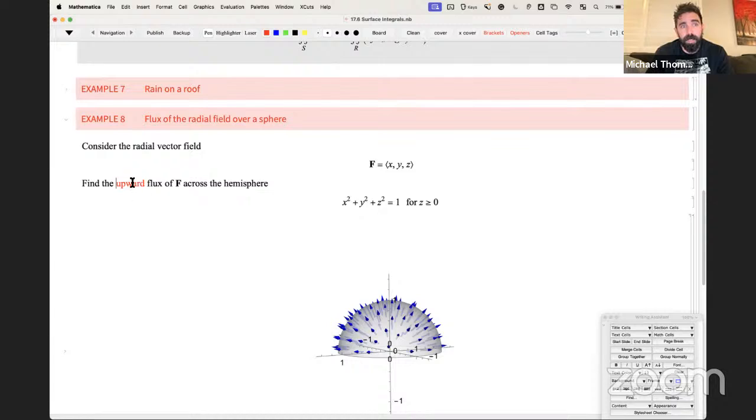And look, they're defining the upward direction to be the normal direction. So the first thing you might want to ask is, do you think our answer is going to be positive or negative? If the normal vector is pointing upward, let's see if I can do this. Oh, maybe I need to turn this on.